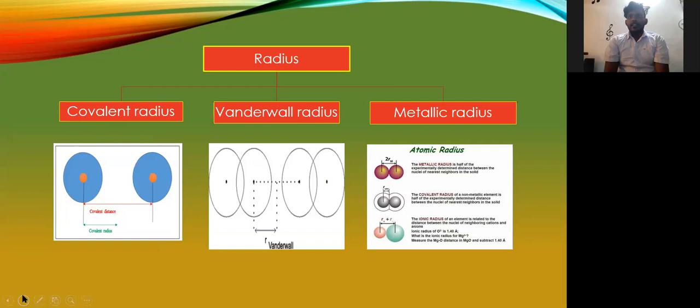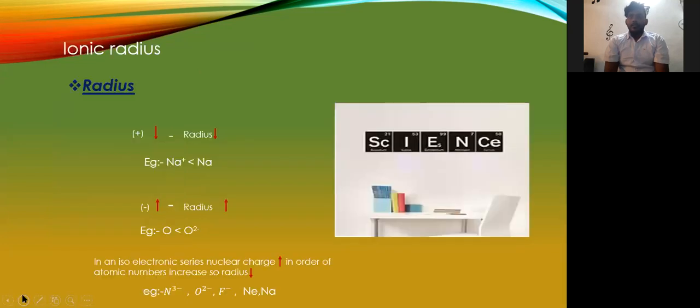In ionic radius, when the positive charge of an atom increases, the radius decreases. For example, the radius of the sodium ion, Na+, is less than the sodium atom. When the negative charge of an atom increases, the radius also increases. For example, the radius of an oxygen atom is less than the O2- ion. In an isoelectronic series, nuclear charge increases in order of increasing atomic numbers, so the radius decreases. Next, Nithmi is ready to explain about valency.